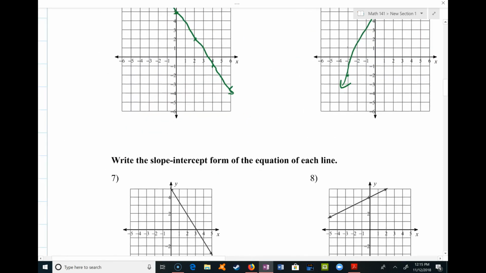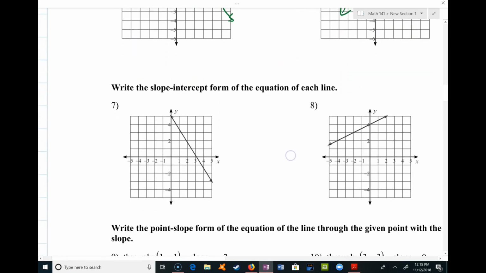All right, now we have to write the slope-intercept form of the equation of the line. So in this case, I'm going to write an equation, and I want it to look like this. In order to write this equation, I need to know the m and the b. Of course, the m is slope and the b is y-intercept. I can see the y-intercept right there. It's crossing at 5. So then I just need to know the slope. I'll put a little 5 there to remind myself.